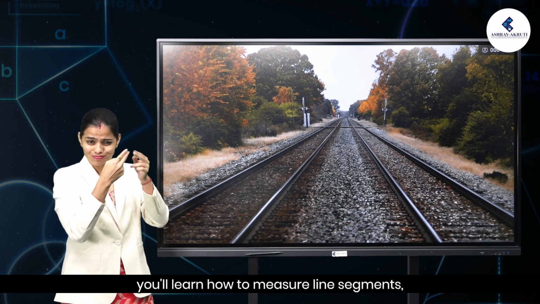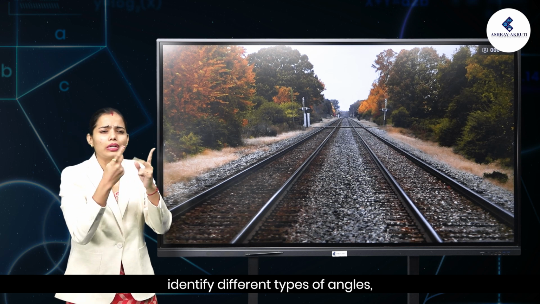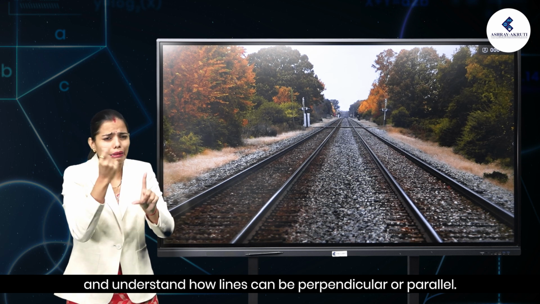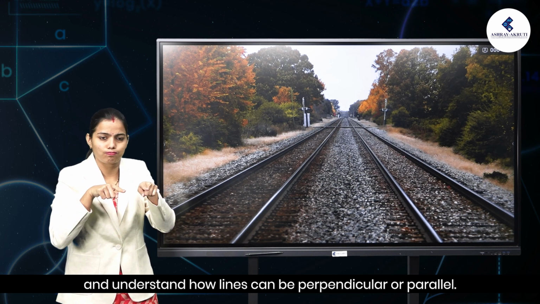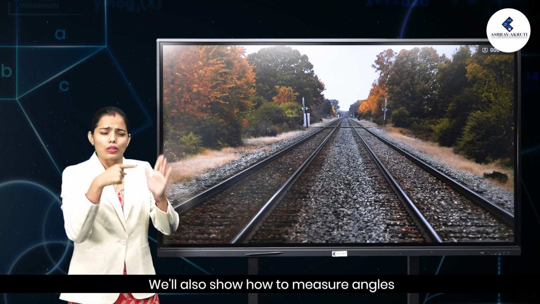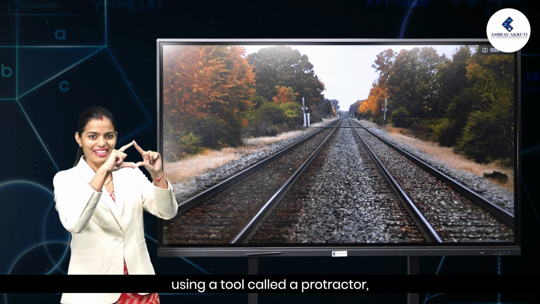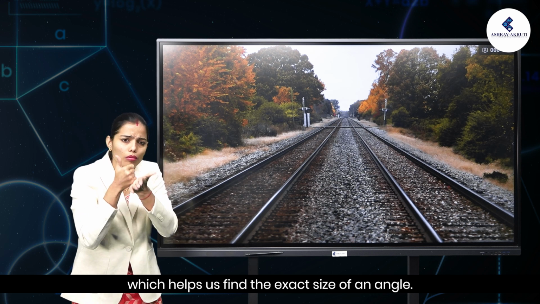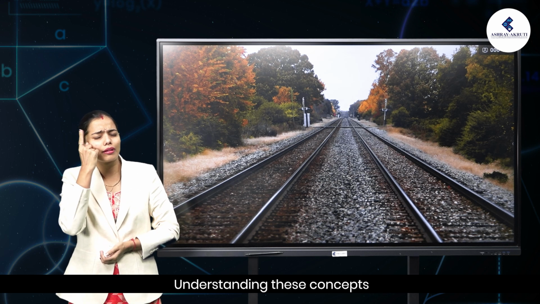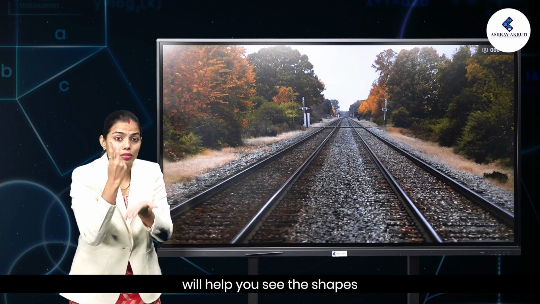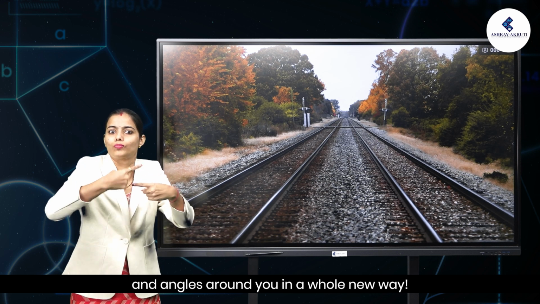In this video, you will learn how to measure line segments, identify different types of angles, and understand how lines can be perpendicular or parallel. We will also show how to measure angles using a tool called a protractor, which helps us find the exact size of an angle. Understanding these concepts will help you see the shapes and angles around you in a whole new way.